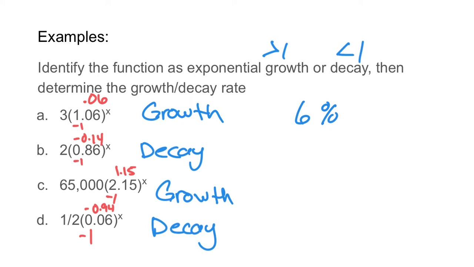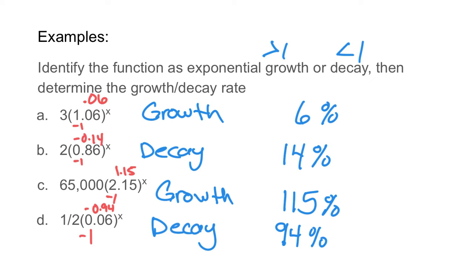Now this decay, or this negative 0.14 tells me that this decayed 14%. We're not going to write it as negative 14 because we have the word decay there. But the fact that it was negative means that it was decaying 14%. This 1.15 is again a growth factor of 115%. This 0.94 is a decay factor of 94%.